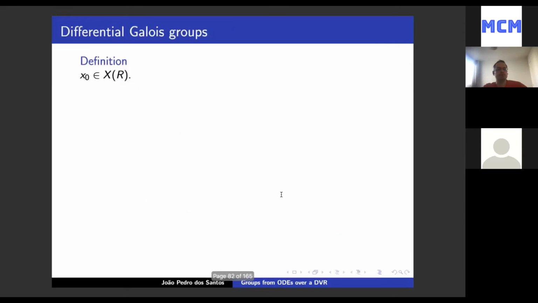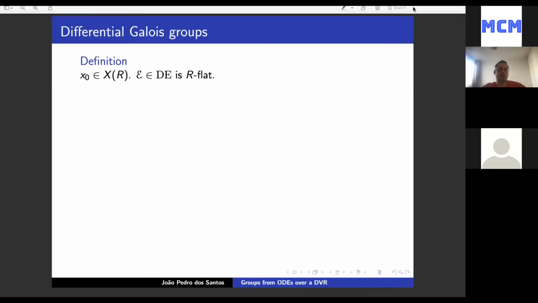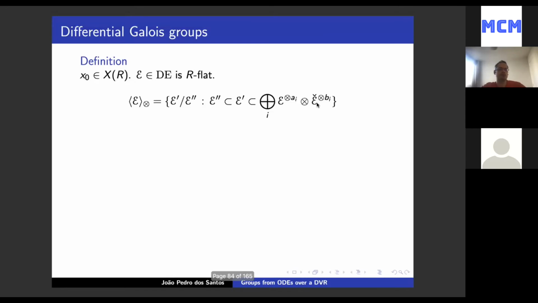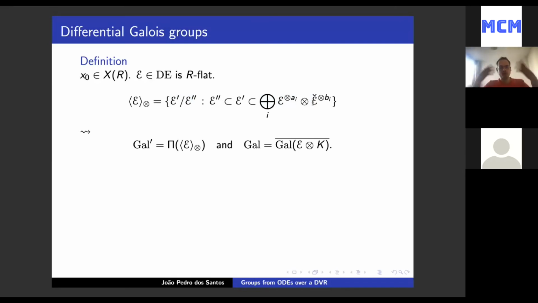Okay, so now I come to the differential Galois groups in these theories. So I give myself my scheme X, I give myself my point, and I give myself a differential equation which is R-flat. Okay. So once I've done that, just like before, I construct this category of objects generated by E. Okay, so subquotients, just like before, subquotients of tensor products, et cetera, et cetera. And I apply my two construction techniques of group schemes.